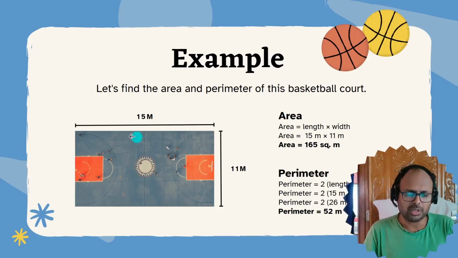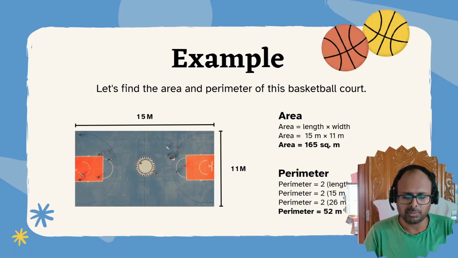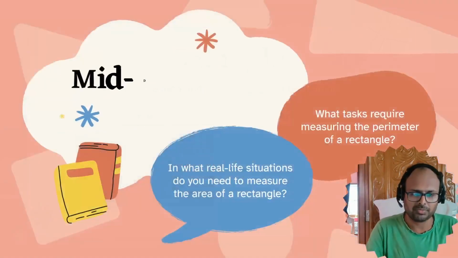Okay. So now, what is the area of the ground? Area would be length into width. Length is 15 meter, width is 11 meter. So the area would be 15 into 11, 165 square meter. Now, what would be the perimeter? Perimeter would be, as I have told you, length plus width into 2. Length is 15, width is 11. So 15 plus 11, 26, into 2, 52. 52 meter is the perimeter.